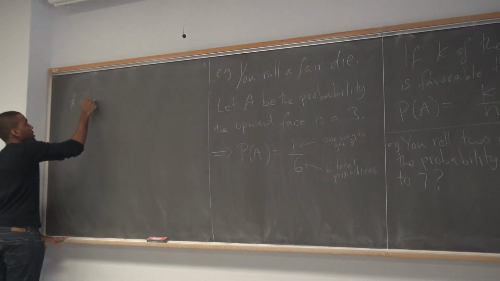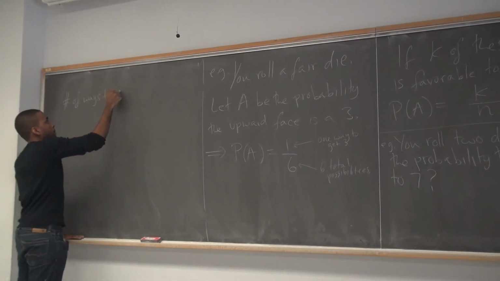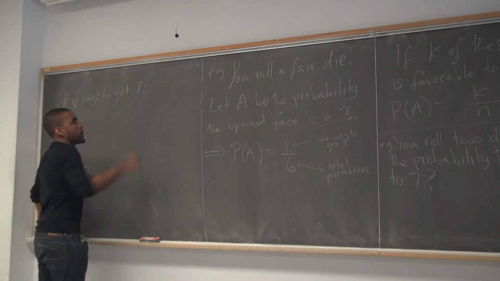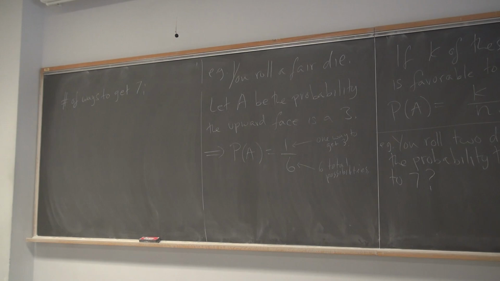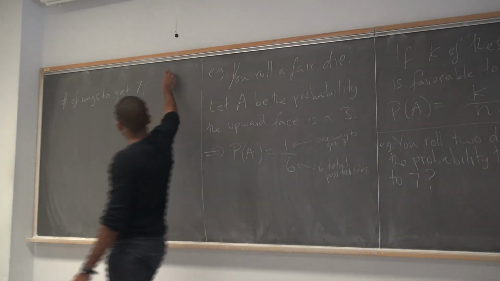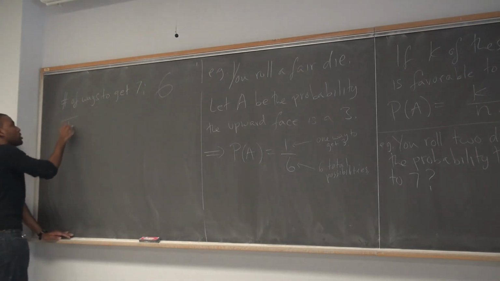Well, number of ways to get a 7 is how many? 6. Right? Well, you sort of count them off. There is 1, 2, 3, 4, 5, 6. There are 6 ways I can get a 7. And what are the total number of possibilities?